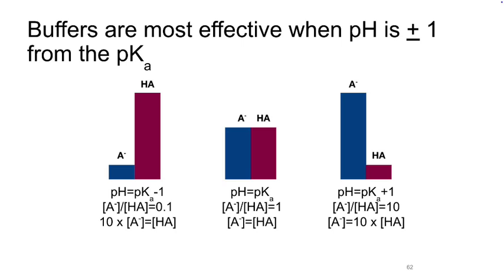Buffers are most effective when your pH is plus or minus 1 from the pKa. Why does it make sense that your buffer is only effective in that range and not outside that range? What happens when you go outside that range? If we go to a pH that is 2 lower than the pKa, what does that mean?